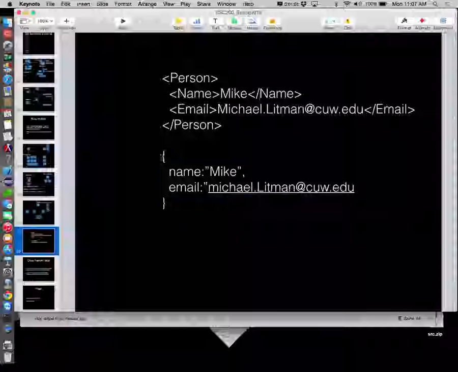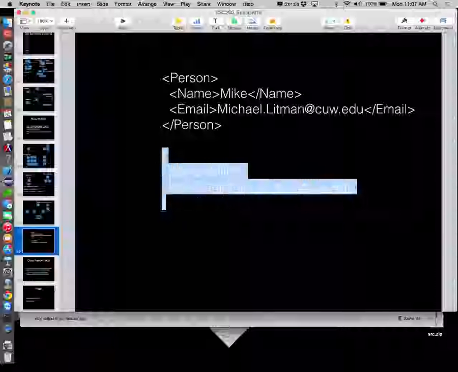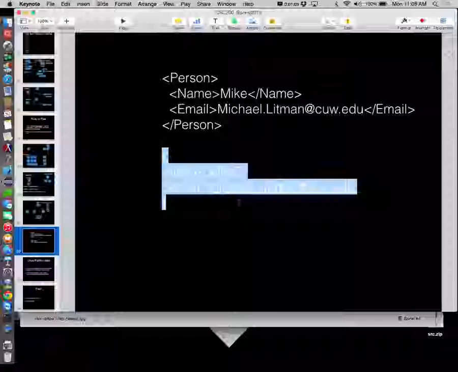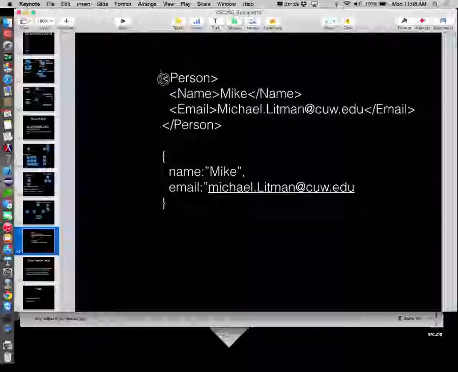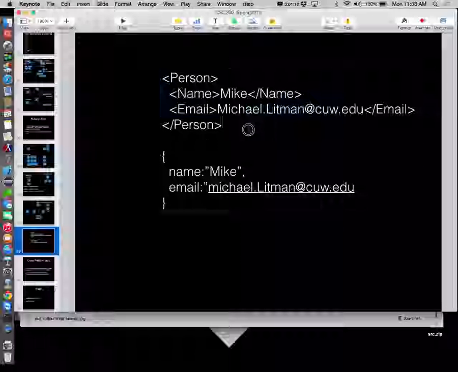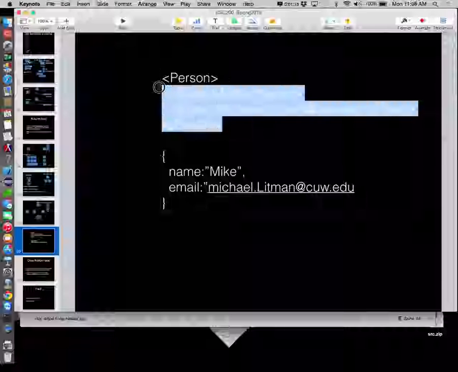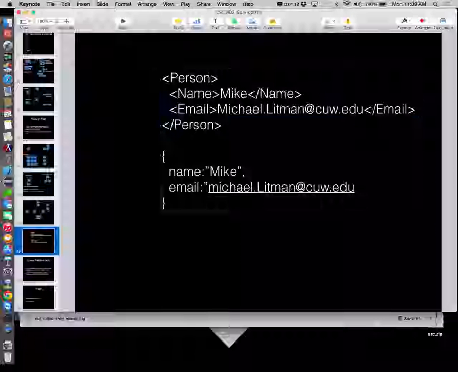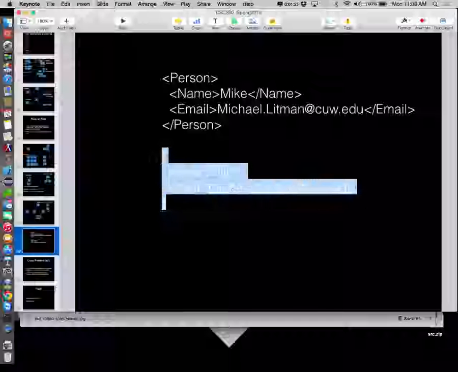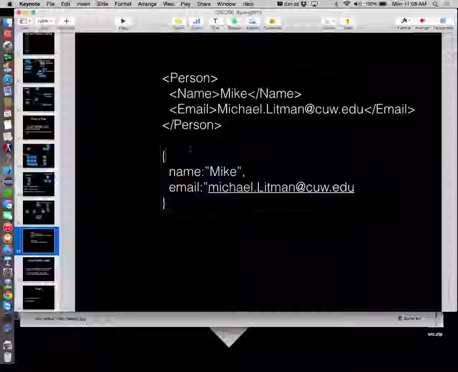Similarly, JSON is kind of our more modern approach to data representation. Not that XML is broken, but you can see how much stuff there is here to represent only two pieces of information, whereas JSON is much simpler to represent those same two pieces of information.